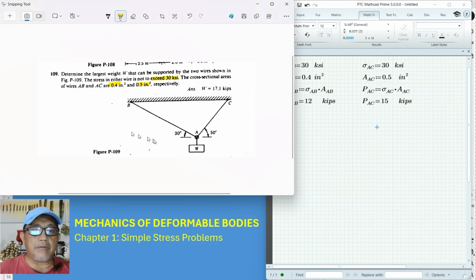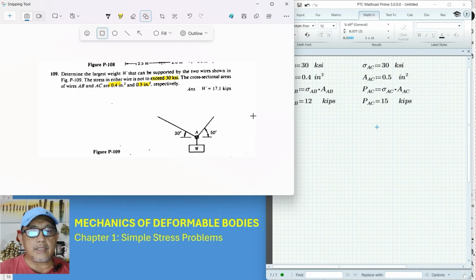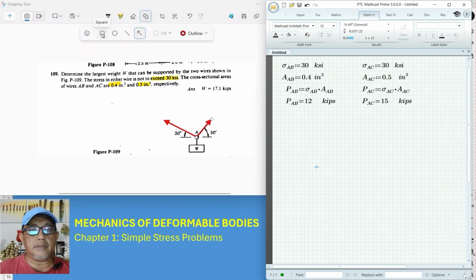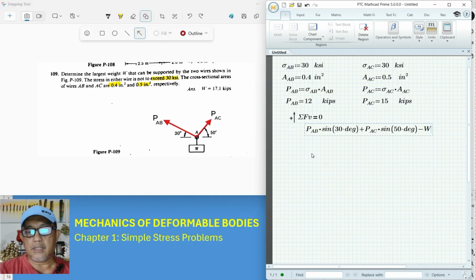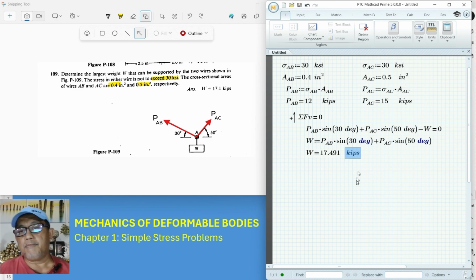Because if you are going to draw the free body of the joint A, we are going to cut these wires. It's going to be replaced by the internal forces, P sub AB and P sub AC. Now, the student might be tempted to do summation of forces vertical equals 0 because I already have P sub AB and P sub AC. Therefore, I can solve W. So from summation of forces vertical, considering upward forces as positive, we'll have the vertical component of PAB, P sub AB times sine of 30 degrees plus P sub AC times sine of 50 degrees minus W, which is going downwards, equals 0. So W equals the sum of the vertical components equals 17.491, which is wrong.